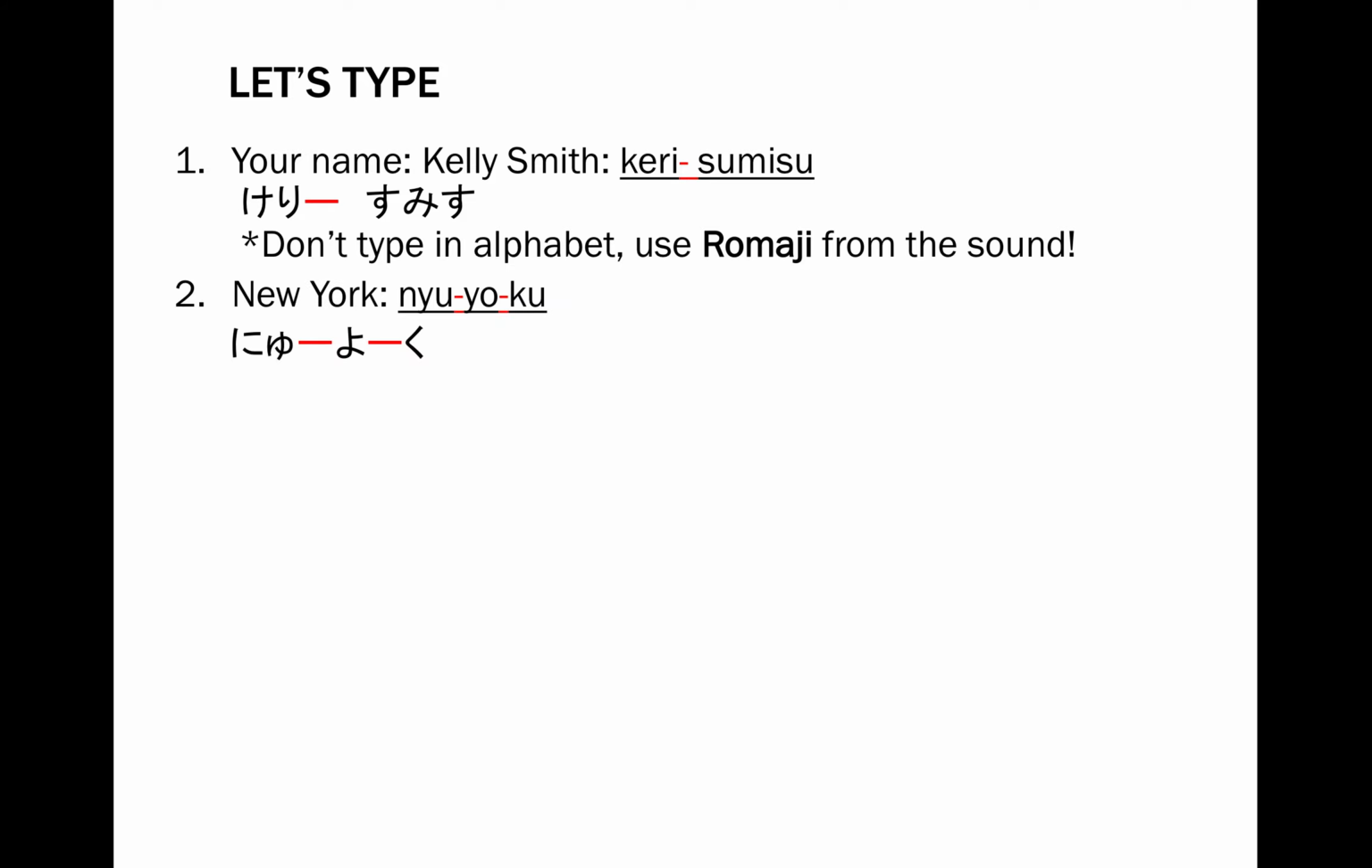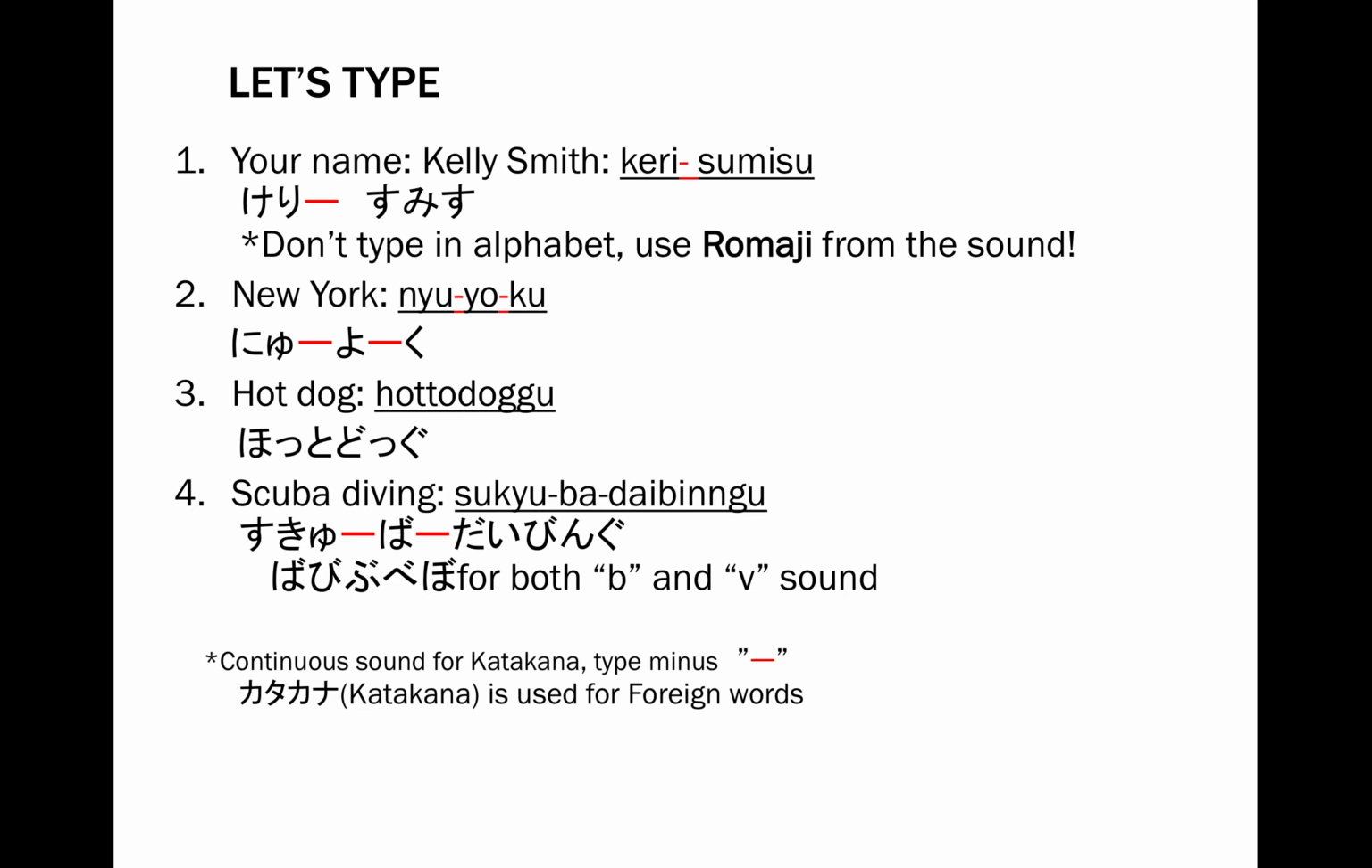Next one, try to type New York. 3. Hot dog. The Japanese sound is hot dog. 4. Scuba diving. The Japanese sound is scuba diving. Japanese uses ba, bi, bu, be, bo for both the B and V sounds.